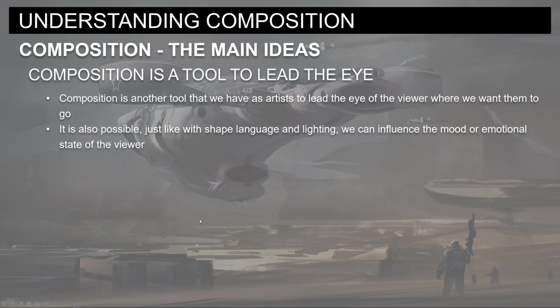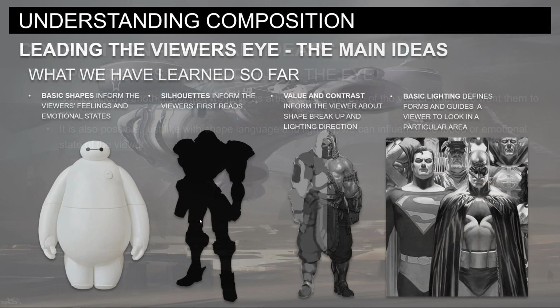Also, composition is a tool that leads the eye. So composition is another tool that we have as artists to lead the eye of the viewer where we want them to go. It is possible, just like with shape language and lighting, we can influence the mood or emotional state of the viewer. So again, it's just another tool that we have at our disposal to guide the viewer where we want them to focus, where we want them to look. And we're going to look at some different rules on what is considered good composition.